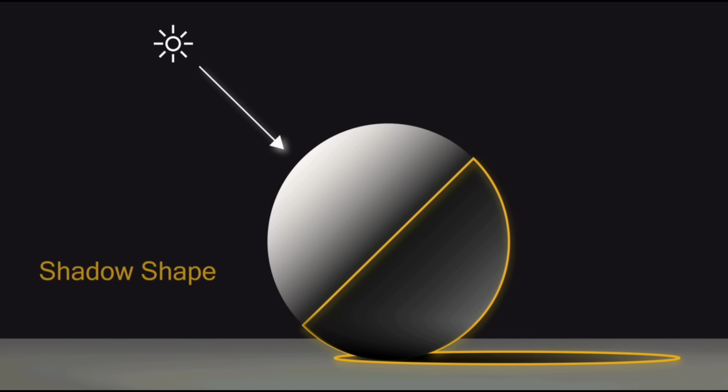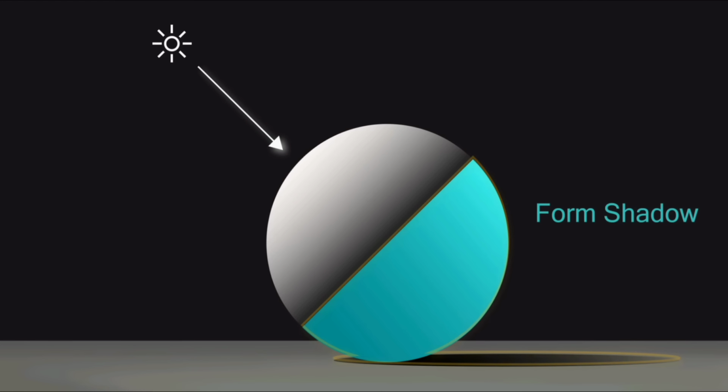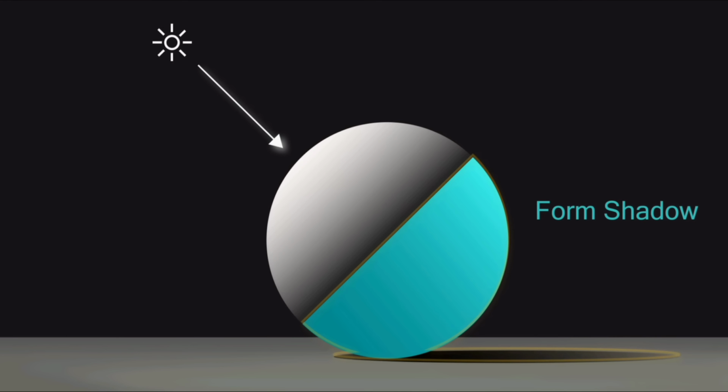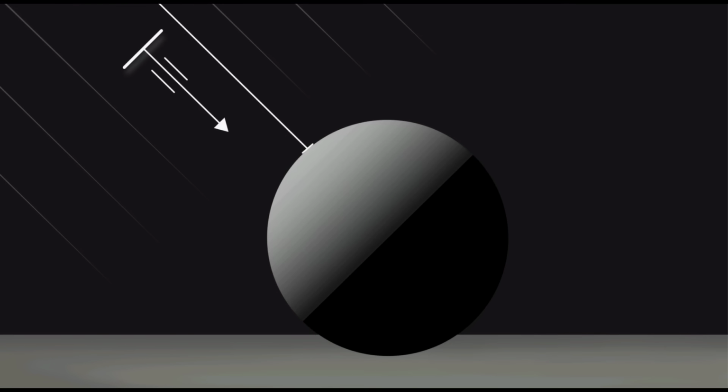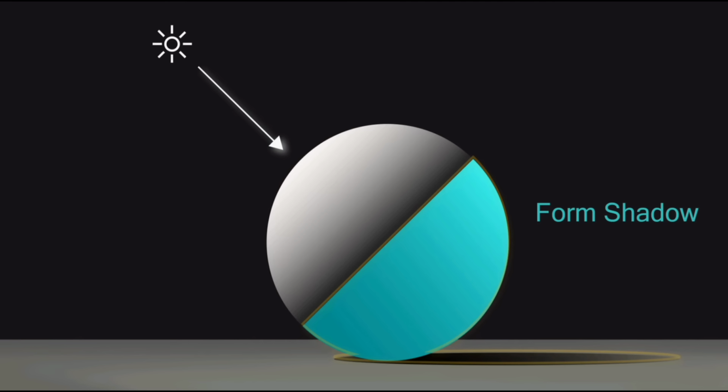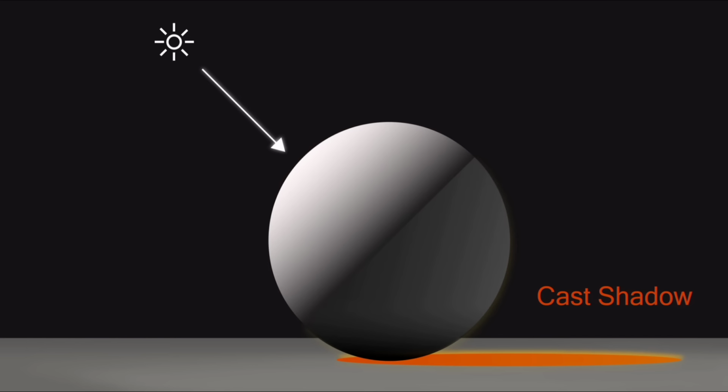After the terminator is the beginning of the shadow shape. Shadow shape generally includes two different parts, which are two types of shadows, form shadow and cast shadow. Form shadow is a shadow caused by the plane turning away from the light source. We usually see the form shadow on the object itself. A cast shadow appears when a form blocks the light from hitting another form.